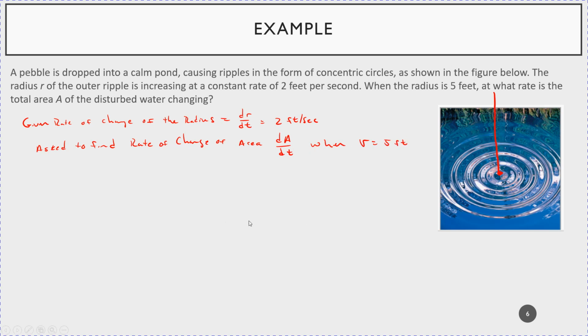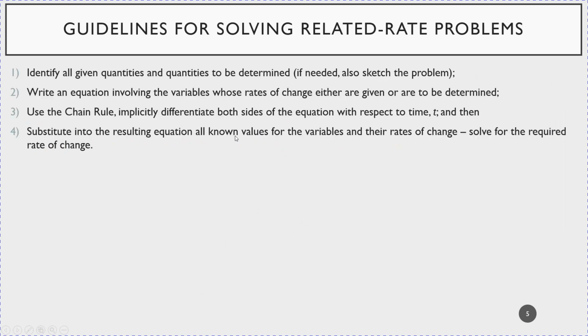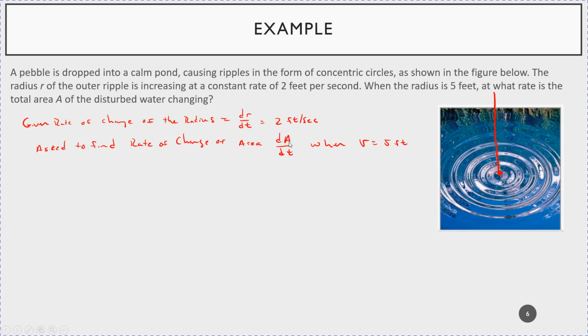Okay, so what you need here, next it says, write an equation involving the variables whose rates of change either are given or are to be determined. You need a formula that relates area to the radius of a circle. To do that, you're just going to use the equation for the area of a circle.